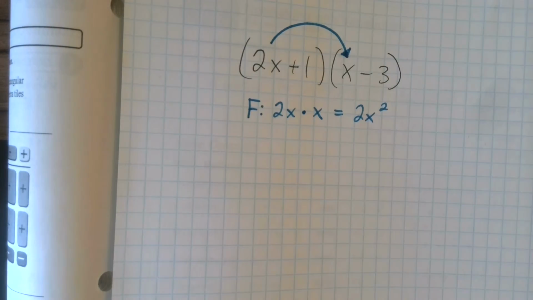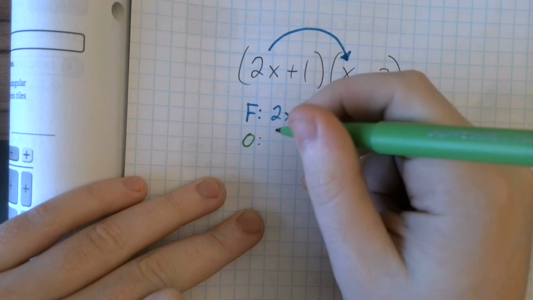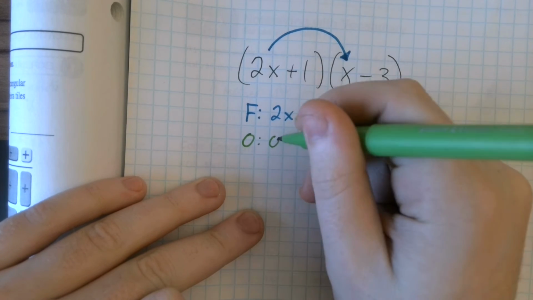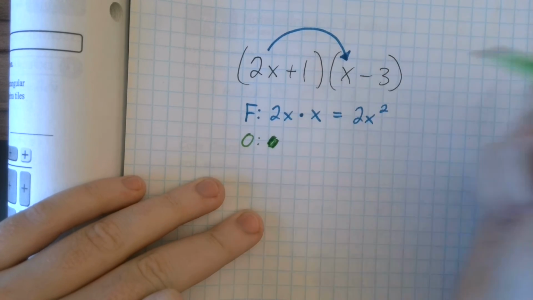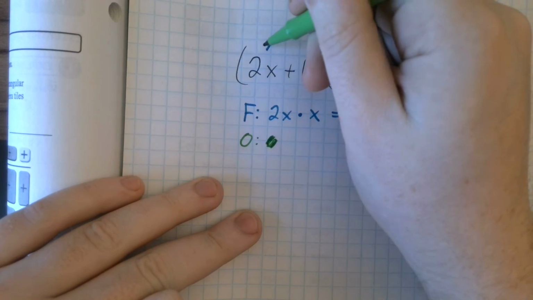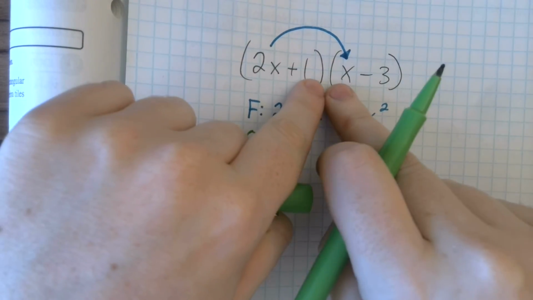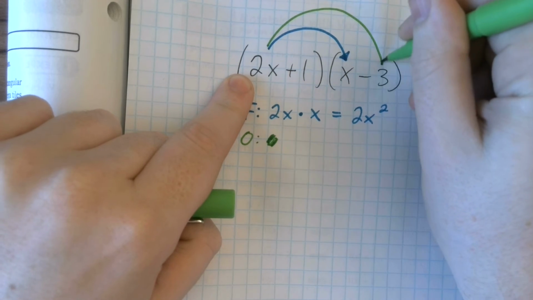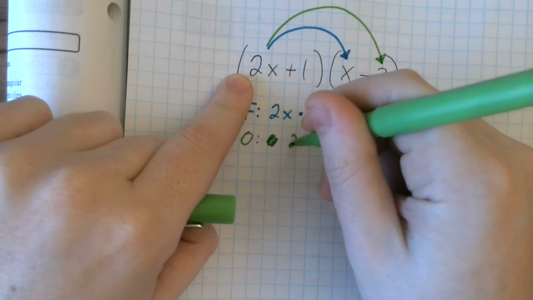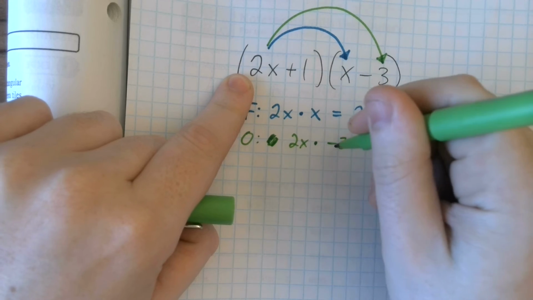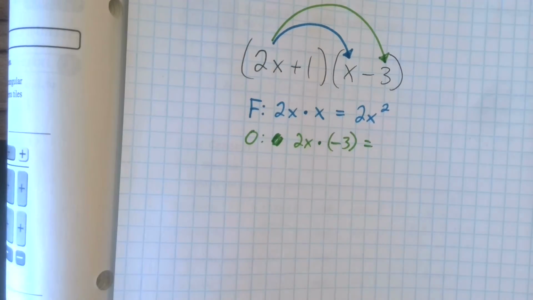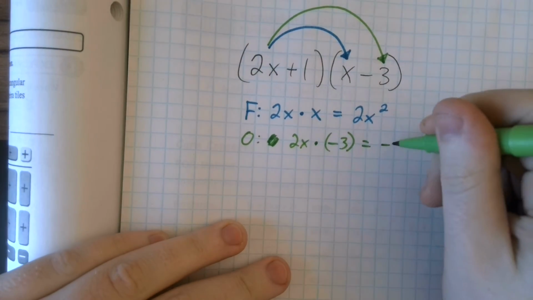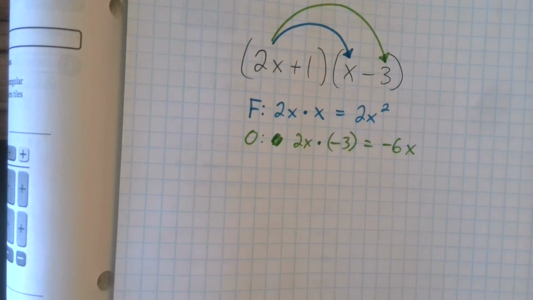Okay. The O in FOIL stands for outer. So, what are the two outermost terms? The outer terms are the ones that are furthest from the middle. So, 2x and negative 3. 2x times negative 3, well, that will give us 2 times negative 3 is negative 6, and we put on the x at the end.